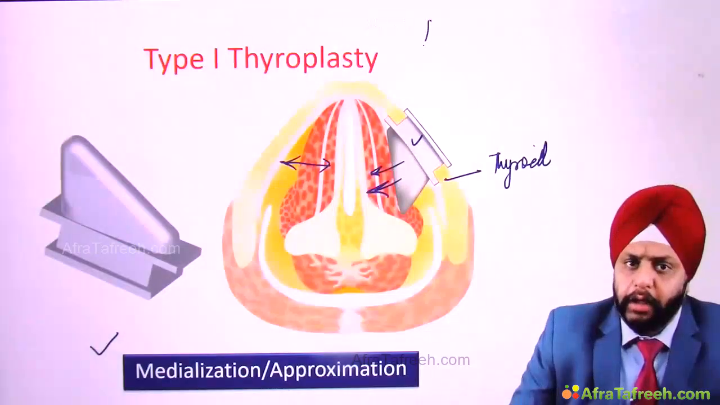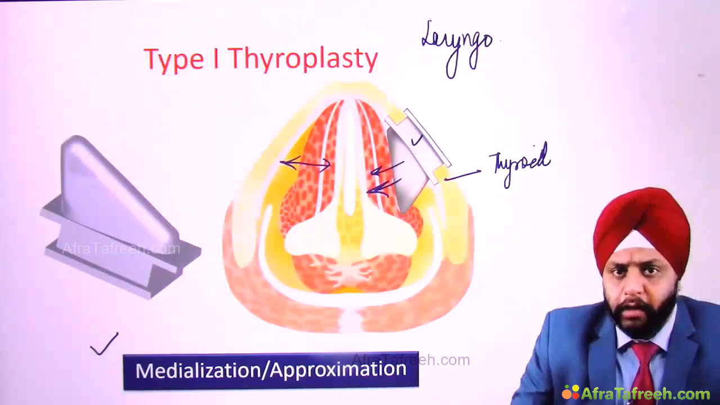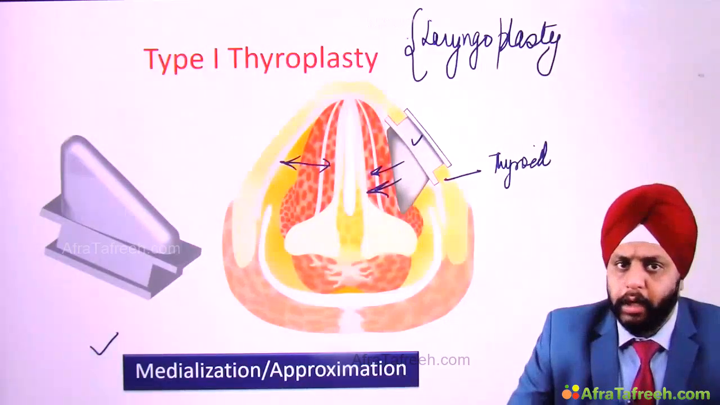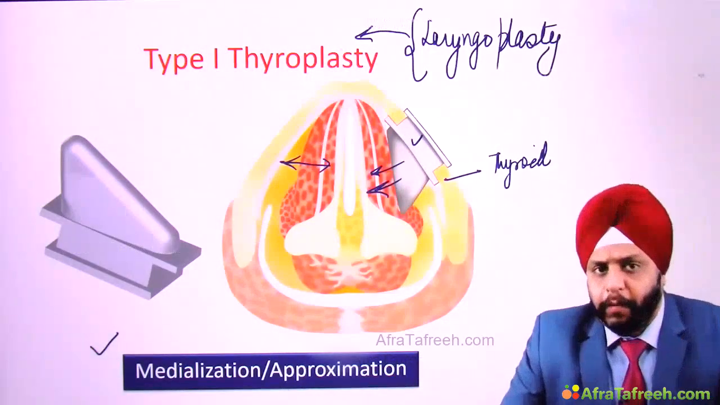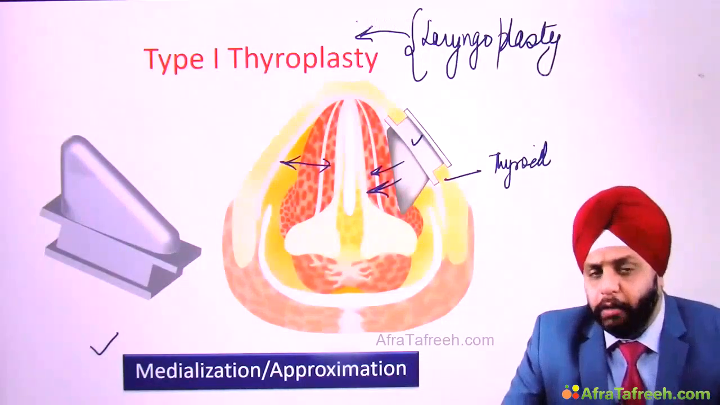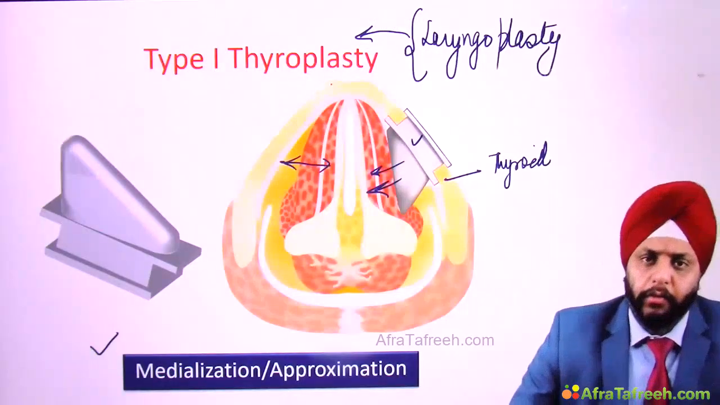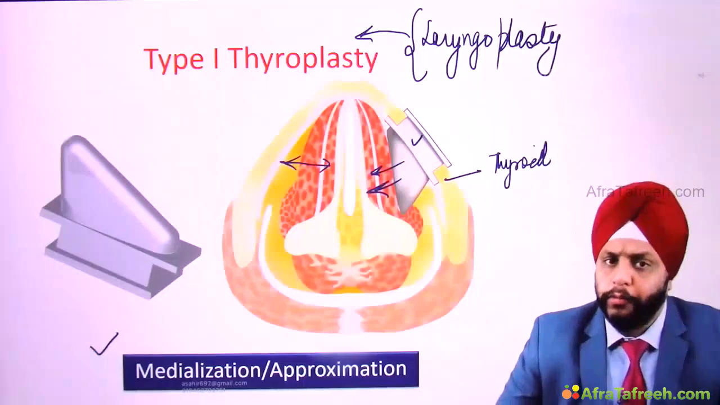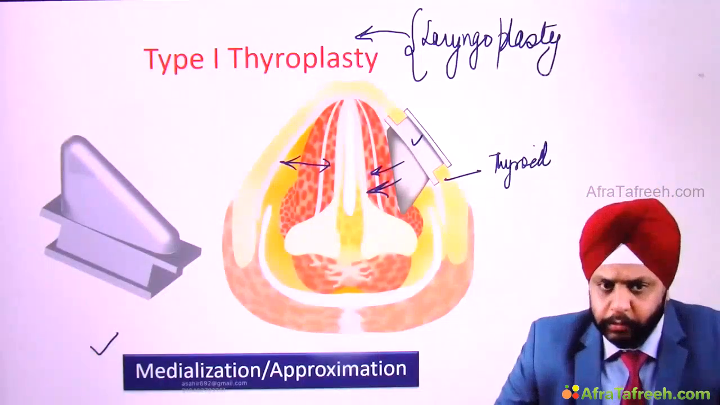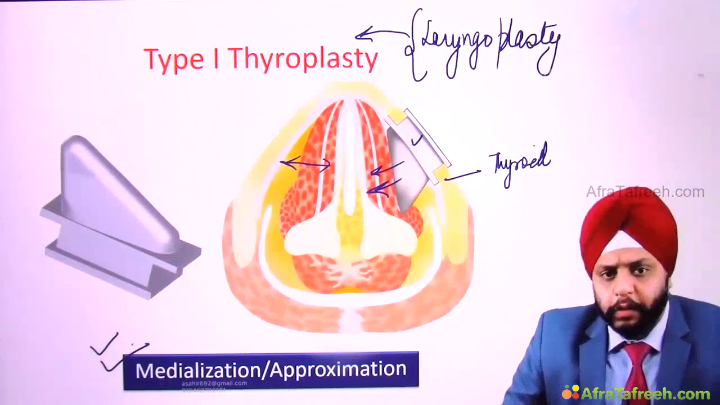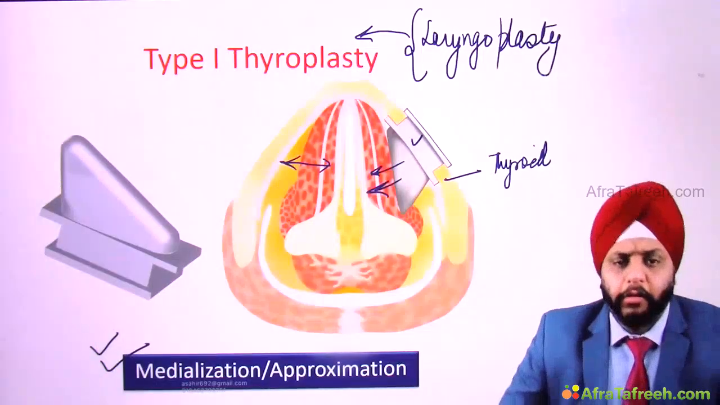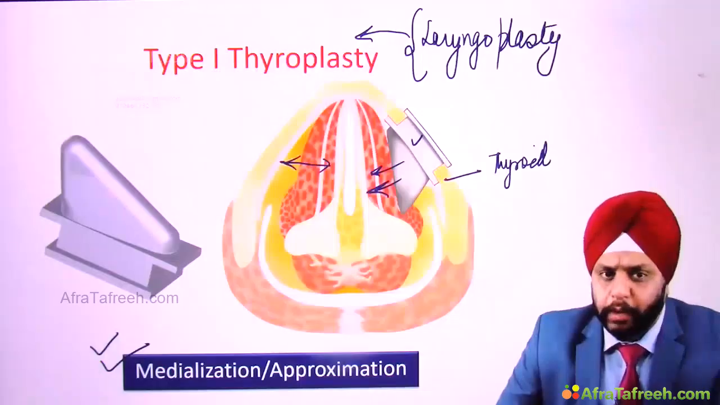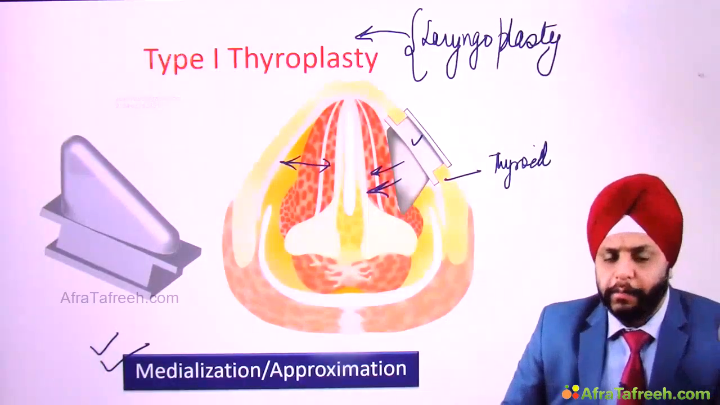Laryngoplasty is again surgery on the larynx to improve the voice. Laryngoplasty can be of different types. Thyroplasty is a type of laryngoplasty where the surgery is done on the thyroid cartilage to improve the voice. Laryngoplasty can even be an injection laryngoplasty, but thyroplasty is surgery on the thyroid cartilage to improve the voice. So that is a type 1 thyroplasty, right? Two advantages of this type 1 thyroplasty: number one, improvement in voice; number two, stoppage of aspiration.